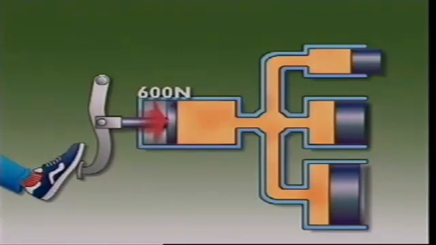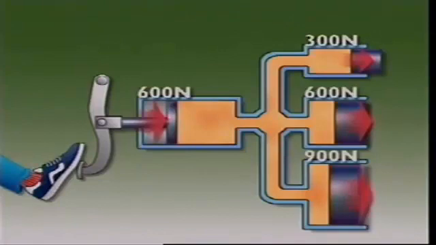This same pressure is transmitted throughout the fluid, but it has a different effect on each piston in the other cylinders. The top cylinder is smaller than the master cylinder, so the force it exerts will be less than the force applied to the master cylinder. The middle cylinder is the same size as the master cylinder, so the force from it will be the same too. The bottom cylinder is larger than the master cylinder, and so is its force.